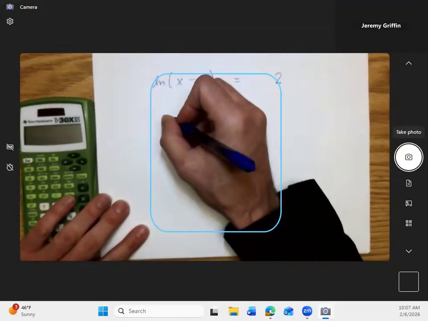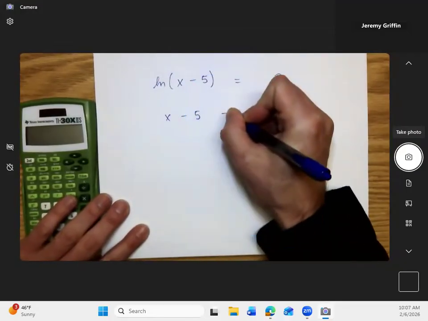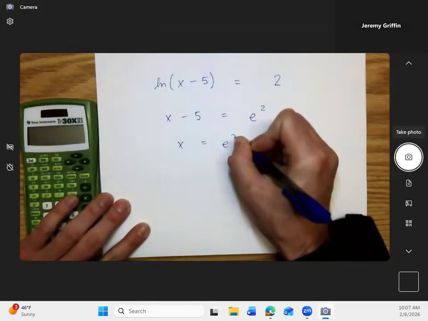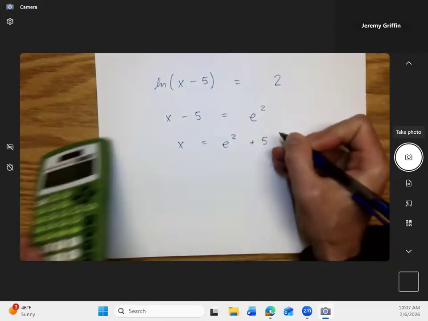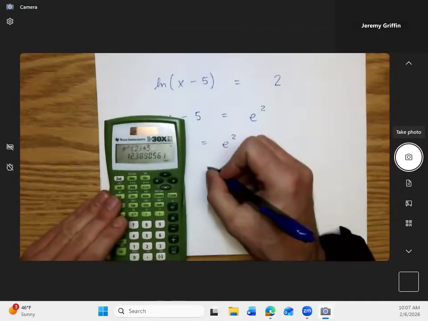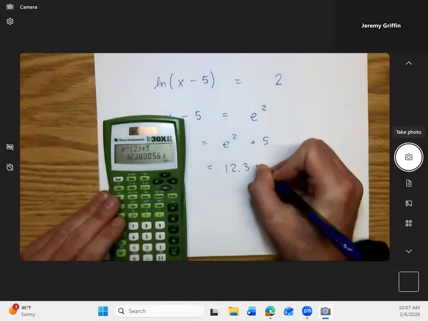So you say x minus 5 equals e to the power of 2. x is equal to e squared plus 5. e squared plus 5 is 12.39.